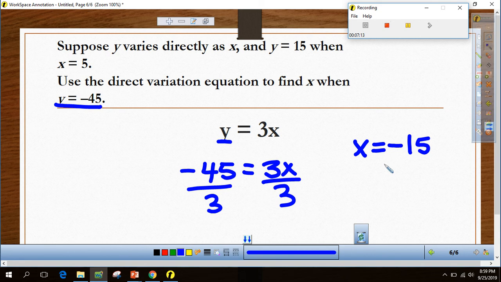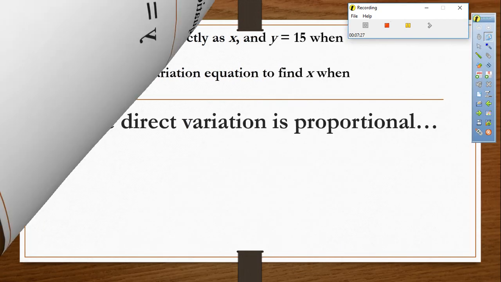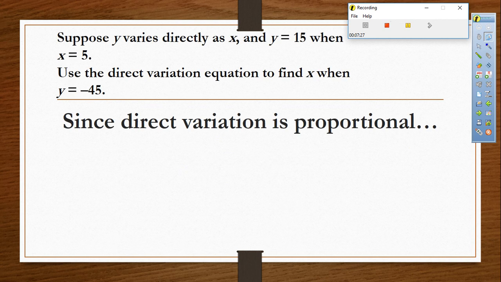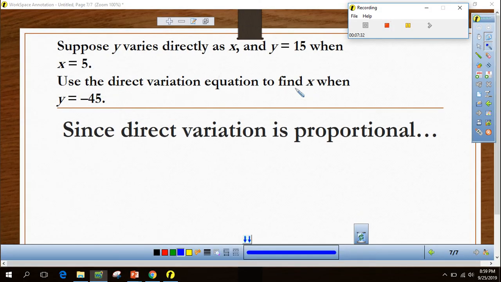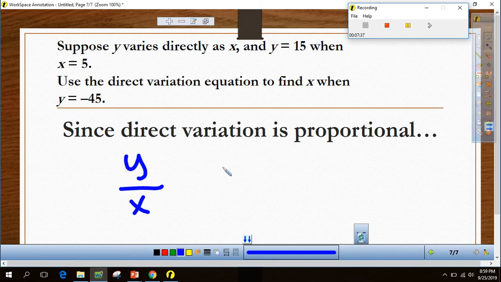We just got through talking about how direct variation is a proportional relationship. So, since direct variation is proportional, we can just set up a proportion. If I knew what y was and x, I'm going to set up my proportion. Make sure that y's stay on top together. Make sure that x's stay on bottom together. Now you could set it up x over y as long as you keep your x's together and your y's together. You also want to keep your constant together and then your solution together. So it's going to look like this.